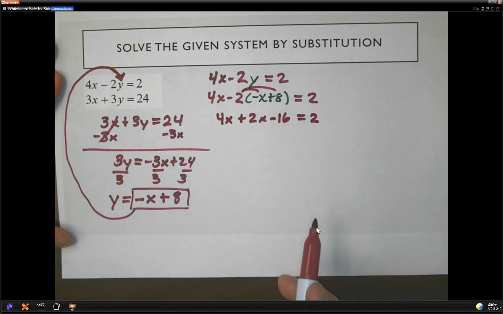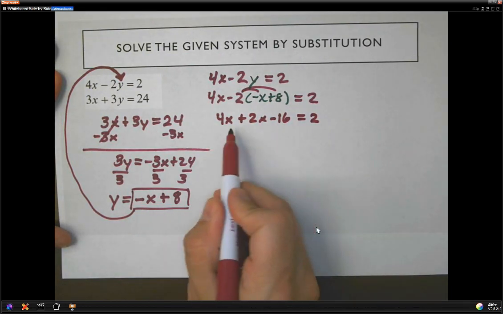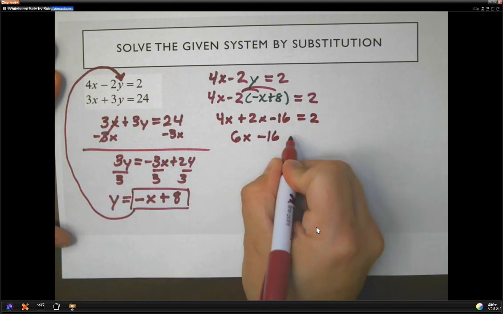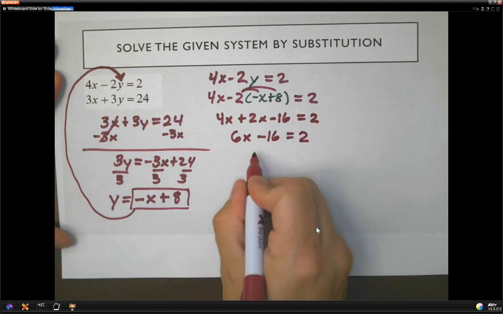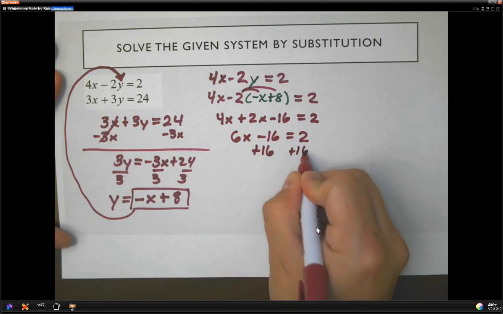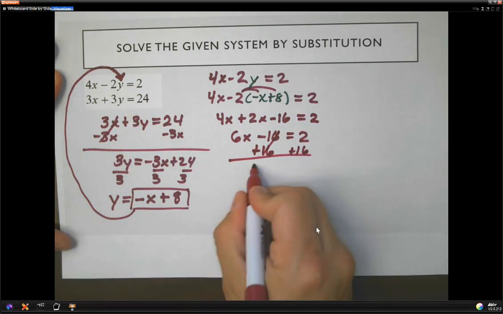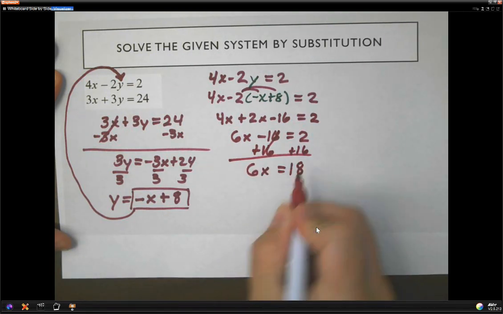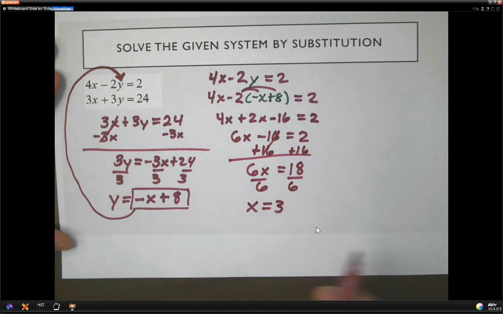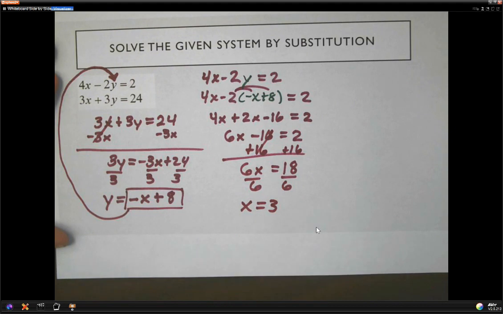So I did the distributive property first. I notice I have some like terms here, so I'll go ahead and combine those. And then I'll finish up by doing the inverse operations and getting x all by itself. Now we have the value of x, but remember, we always need two things. We need the x and the y.